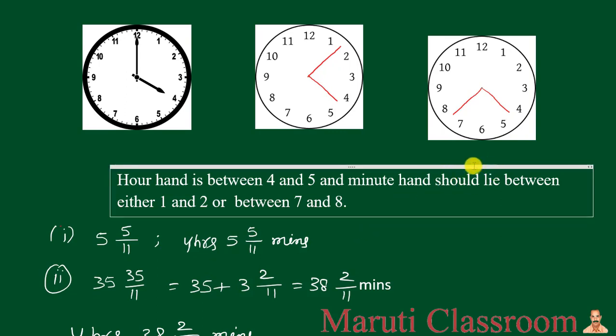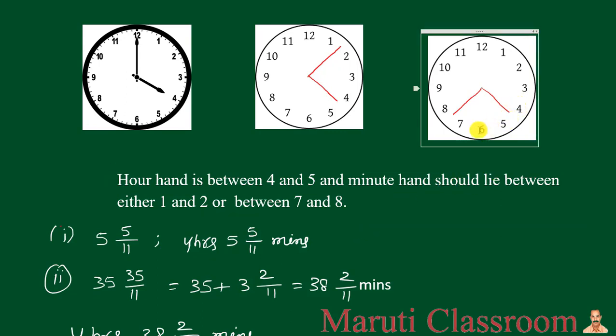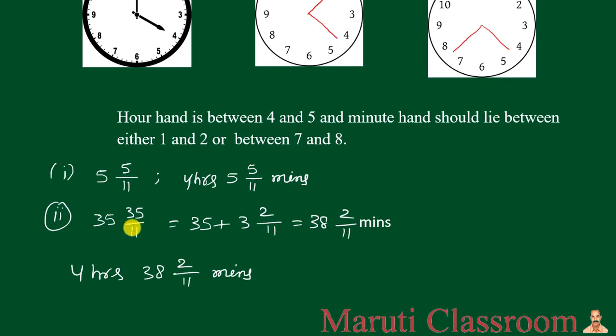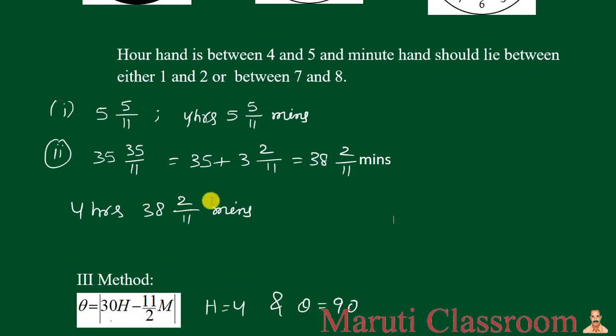Now let us take the second case. Our hour hand is between 4 and 5. To make a 30 degrees angle with our hour hand, the minute hand should lie between 5 and 6. To make a 60 degrees angle, the minute hand should lie between 6 and 7. To make a 90 degrees angle, the minute hand should lie between 7 and 8. In 7 and 8, 7 is small. 7 represents 35 minutes. So the answer is 35, 35 by 11. Convert into a mixed fraction, 3 2 by 11. Add 3 to 35, 38 2 by 11. So at that moment, time is 4 hours 38 2 by 11 minutes.